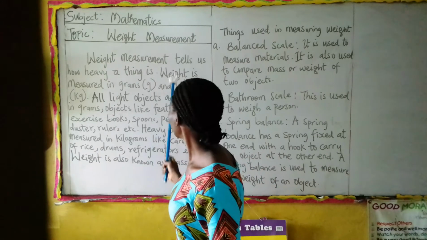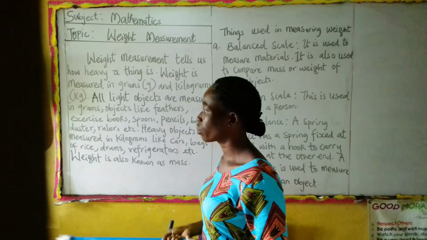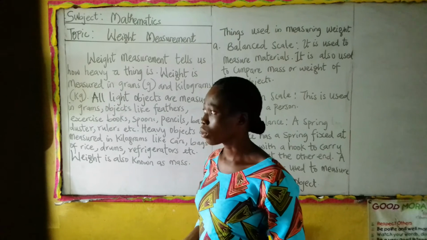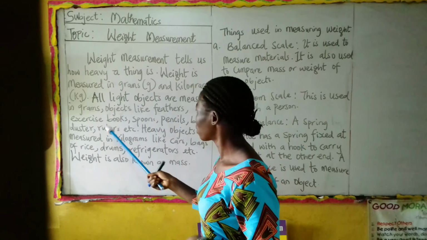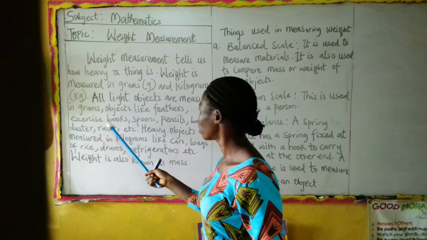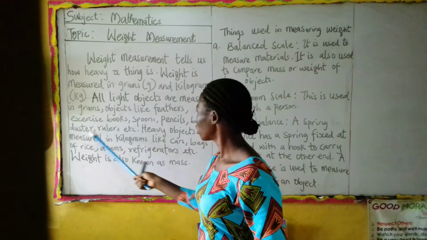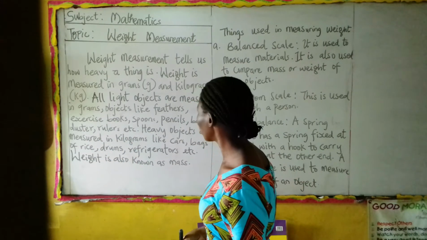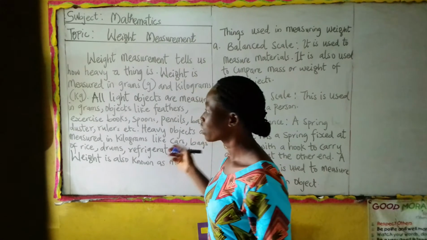Okay, and then it says weight is measured in grams and kilograms. When a weight is to be measured, it's either through grams or through kilograms. All light objects are measured in grams. Objects like feathers, exercise books, spoons, pencils, balls, duster, rulers, and the rest of it. All these items are measured in what? In grams.